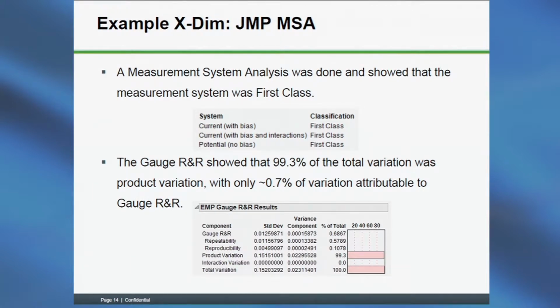Here's one example. In this case, we're measuring the X dimension on the product using JMP's MSA analysis. And it showed that this measurement was first class. Basically, the measurement error was less than 10% of the total variation. And in fact, you can see the components of variance, which is the far better way of looking at the data: 99.3% of the total variation was product variation, product to product, rather than the measurement associated with the tools.